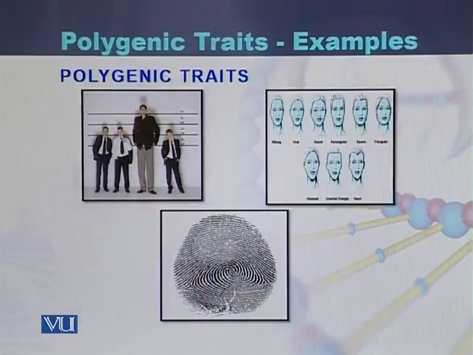Here we can see the difference between the height of individuals and the difference between the face shape of individuals as well as the fingerprints which are present on our fingers. They are different from person to person. We have different kinds of shape from person to person, as well as each person has unique fingerprints. So the fingerprints, height, and face shape are controlled by more than one gene.